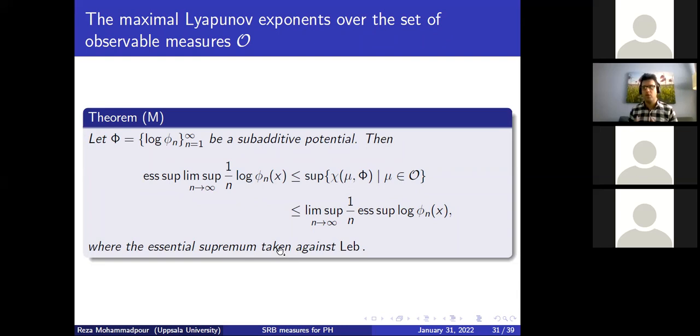So in ergodic optimization, instead of the essential supremum, we have a supremum everywhere. But here we have an essential supremum. Moreover, you can have a full Lebesgue measure set, and a full Lebesgue measure set is dense. So this is the maximal Lyapunov exponent.